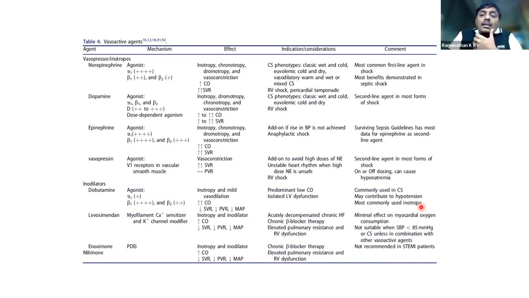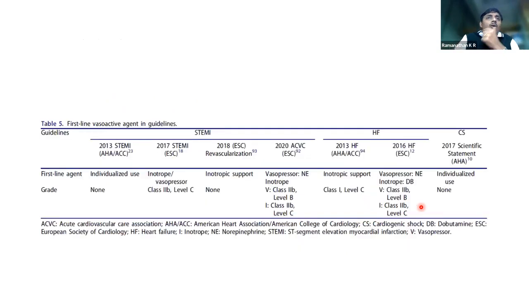So the important thing I need to bring forward is the fact that even though I said that none of the RCTs have proven any superiority of any one inotrope agent over the other, the same thing holds good with societal guidelines as well. Essentially, if you look at the societal guidelines, none of them recommend a particular agent as the first line agent.